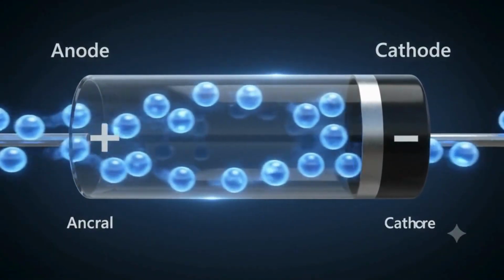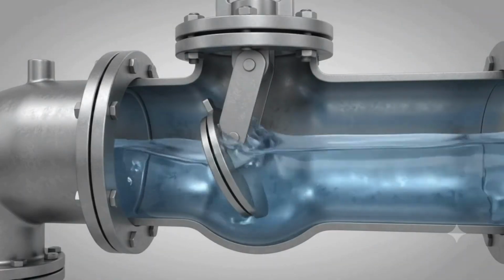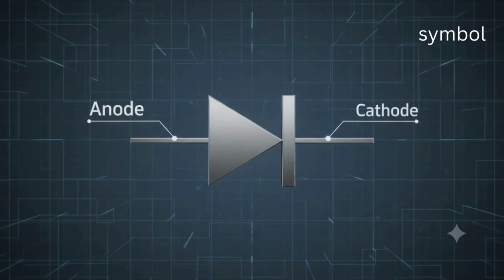It has an anode and a cathode, marked by a stripe. It blocks current in the opposite direction. Think of it as a one-way valve for electricity. This is a schematic diode symbol.